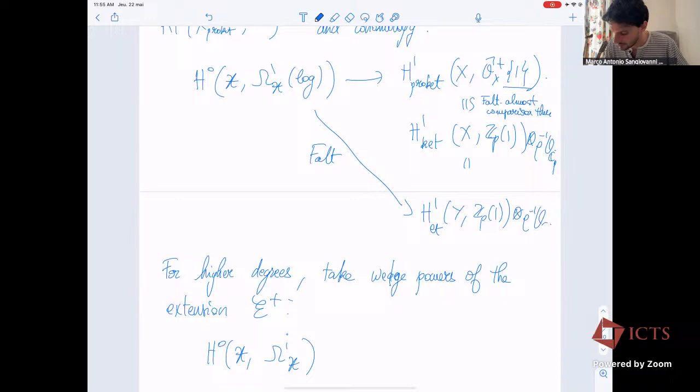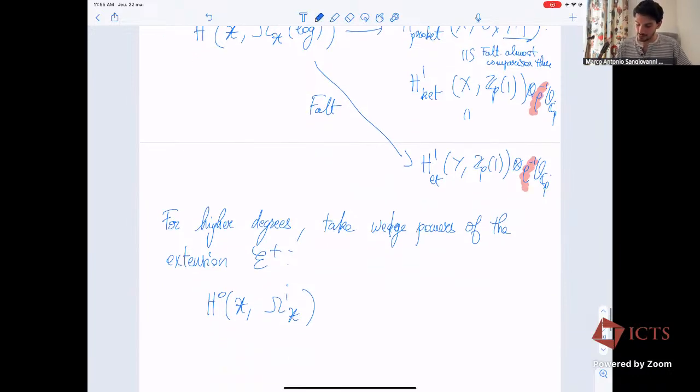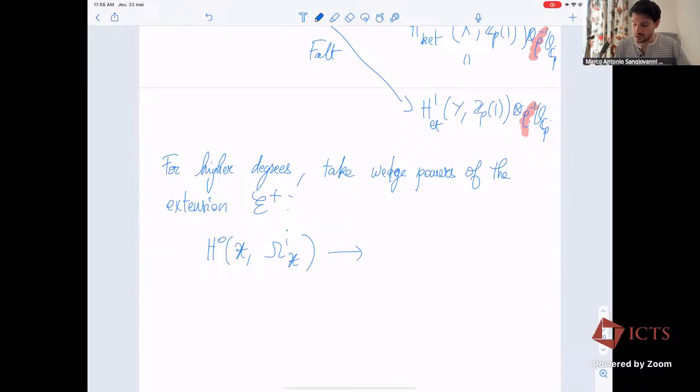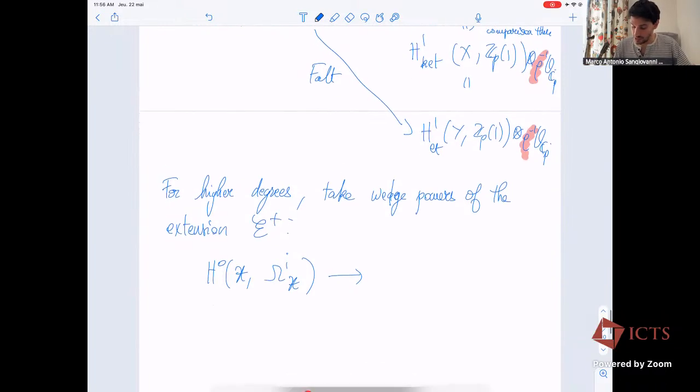Rho inverse OCP. Okay, so this is important. There is this rho inverse. And so now you build again a map from H0 of X, omega, ix to H^i_et of Y, Z_p, and then tensored with rho minus i, because here there will be an i-th Breuil-Kisin twist, OCP. Okay.